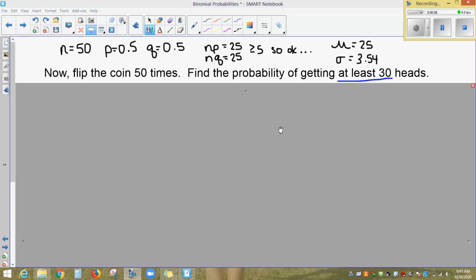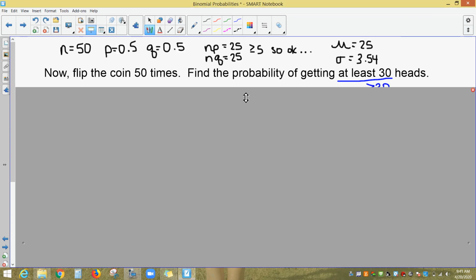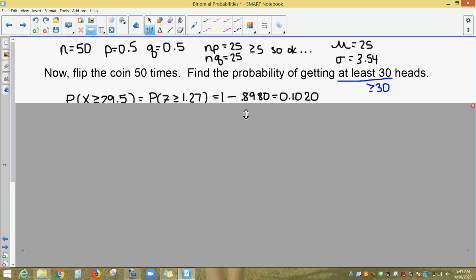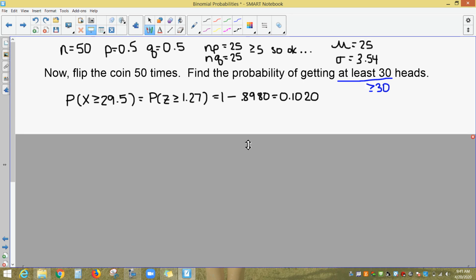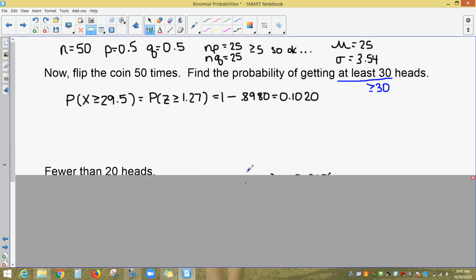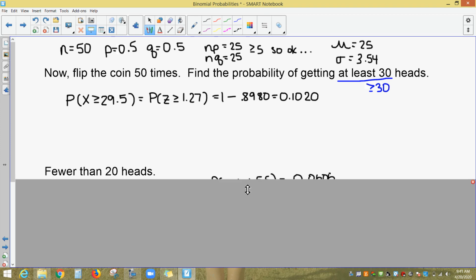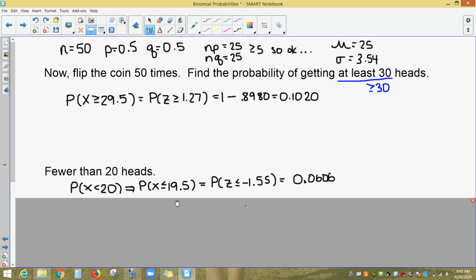The probability of flipping at least 30 heads means we're including 30. That means 30 or more. So if we want the probability of getting 30 or more heads, we need to correct for continuity by making x 29.5. That makes our z 1.27. Area to the right means 1 minus the value that we find in the table. Okay, the probability of flipping fewer than 20 heads means 19 or less. If we are 19 or less and we correct for continuity, we're at 19.5. Change that to a z. Use our table. We don't have to do anything extra.